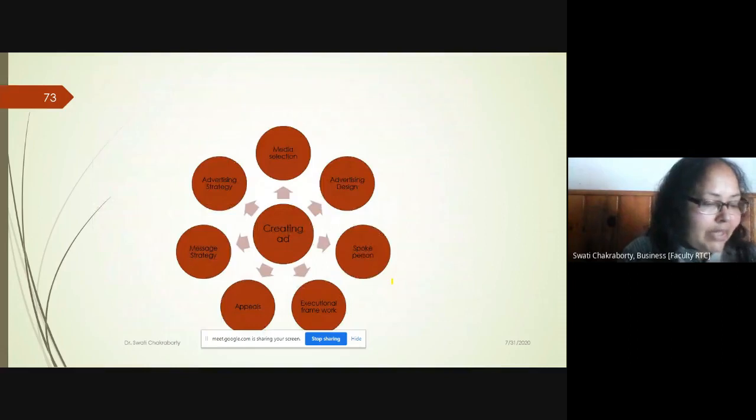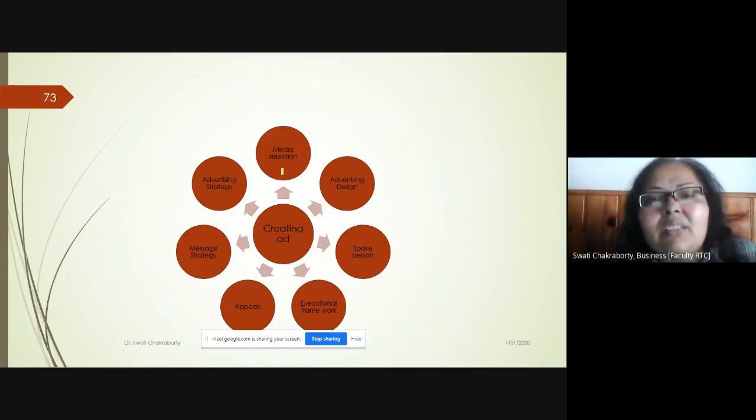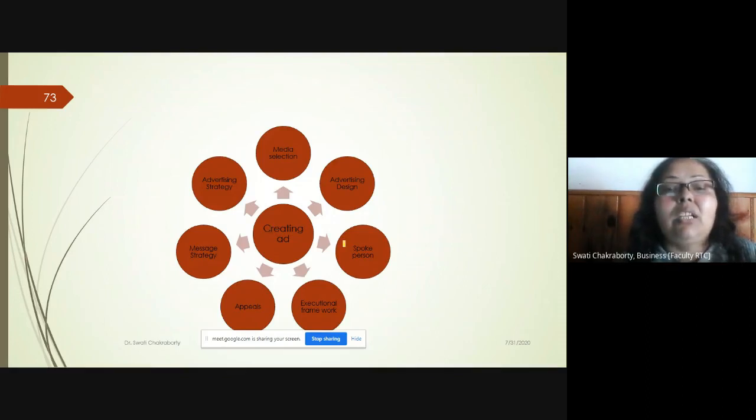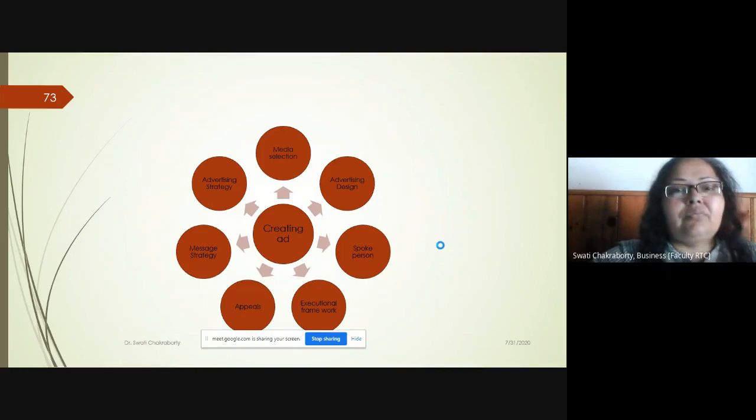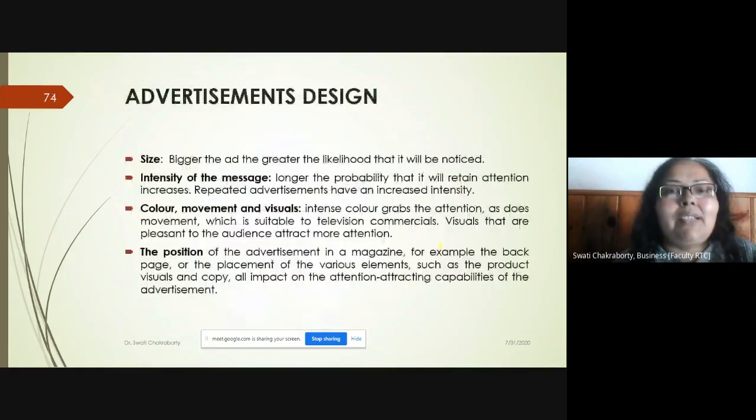So creating an ad, that's what we had been talking about, we had just discussed it. It's media selection, advertising design, spokesperson, institutional framework, appeals, message strategy, and advertising strategy. So you have to create an ad, all these factors have to be taken into consideration. Advertisement design, size, factors that have to be taken into consideration, size.